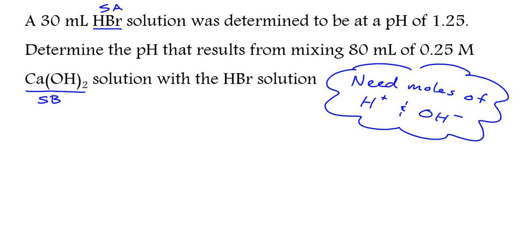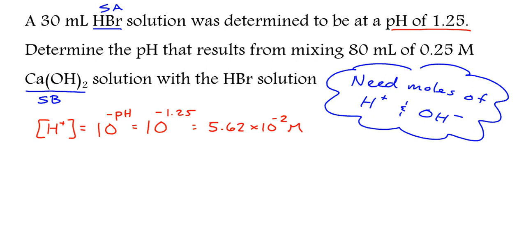The hydrobromic acid. The very fact that it tells me it's a pH of 1.25, I need to work with that. So because it's a strong acid and a strong base, I can assume that I'm talking in terms of H plus and OH minus immediately. So I'm going to work with my acid first. I am going to find the concentration of my H plus. So I'm going to take 10 to the negative pH. And that'll give me 5.62 times 10 to the negative second.